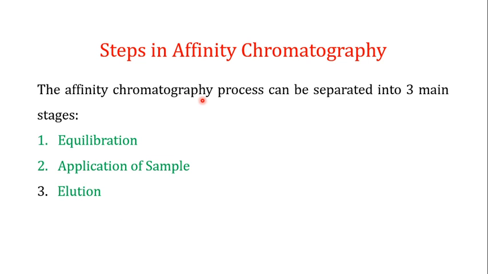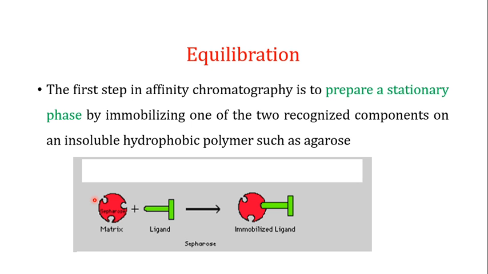If you talk about the steps in the affinity chromatography, how the process is carried out, it can be separated into three main stages. The first stage is known as the equilibration, the second is the application of sample, and the third is the elution. So coming to the first point, the first step in the affinity chromatography is the equilibration.